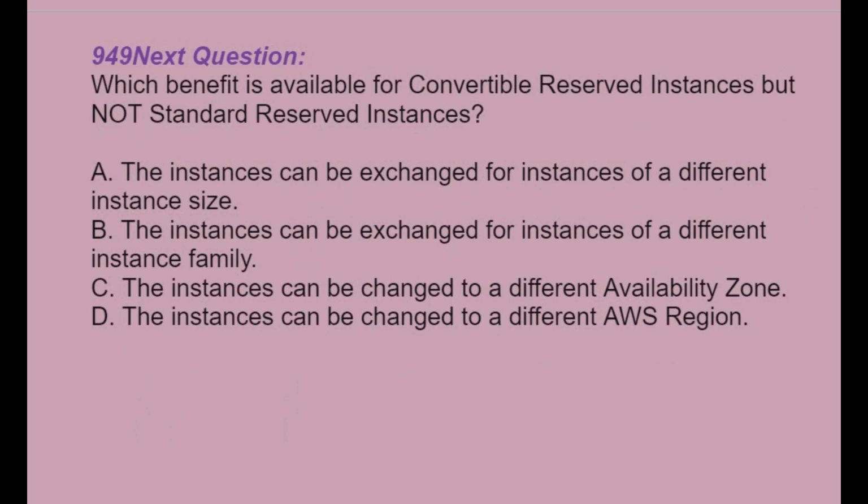Question is, which benefit is available for convertible reserved instances but not standard reserved instances? Option A. The instances can be exchanged for the instances of a different instance size. Option B. The instances can be exchanged for instances of a different instance family. Option C. The instances can be changed to a different availability zone. Option D. The instances can be changed to a different AWS region. Correct answer is option C.